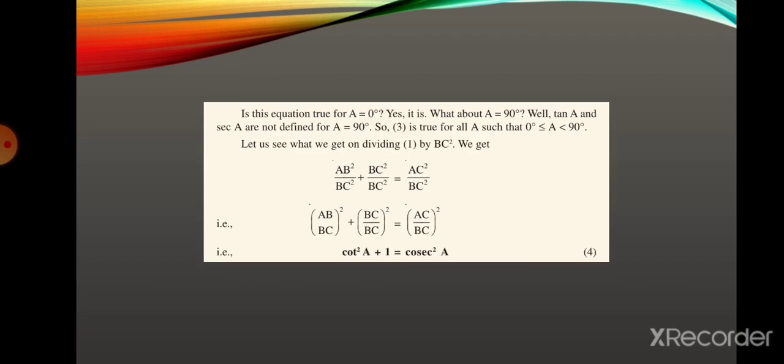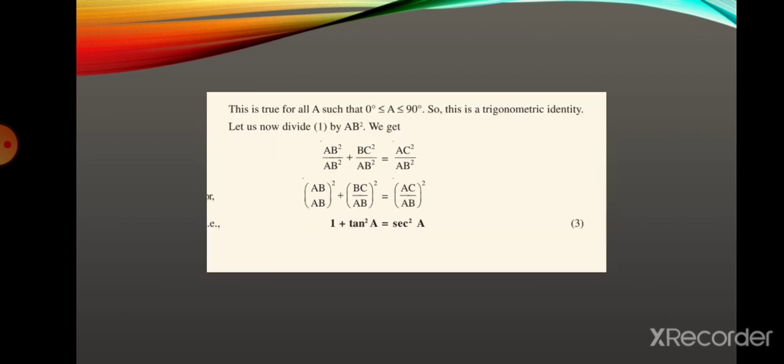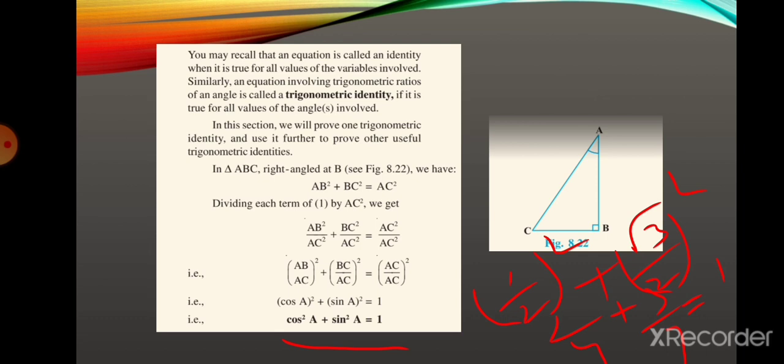Next, we will prove the last one. Divide the whole equation by BC square. First we divided by AC square, second we divided by AB square, now we divide the Pythagoras equation by BC square. Then AB by BC will become cot, meaning adjacent by opposite, and BC by BC is 1, and AC by BC is cosecant, meaning hypotenuse by opposite.